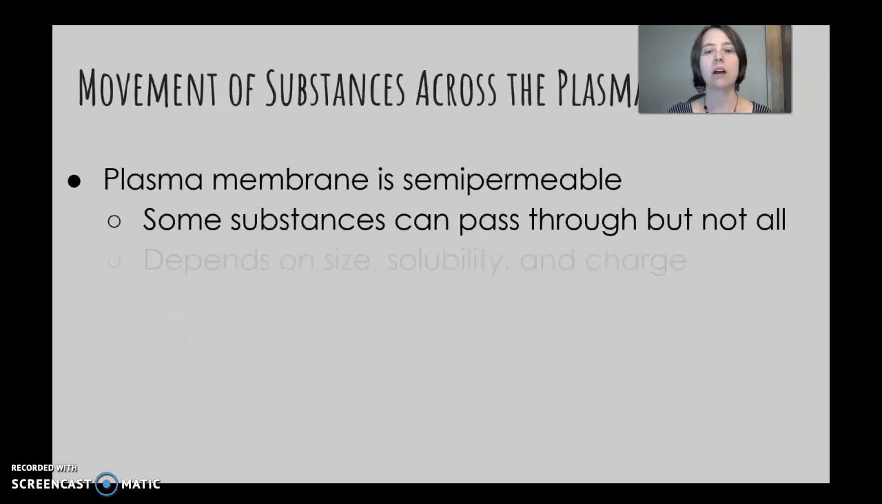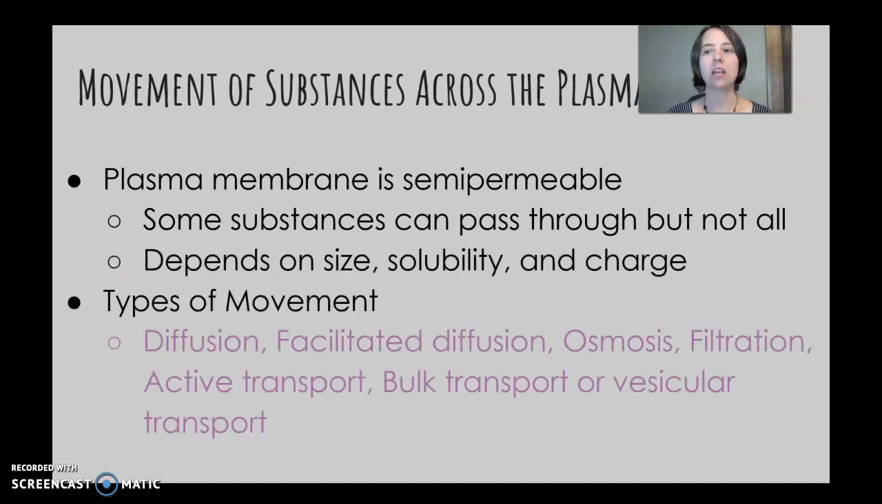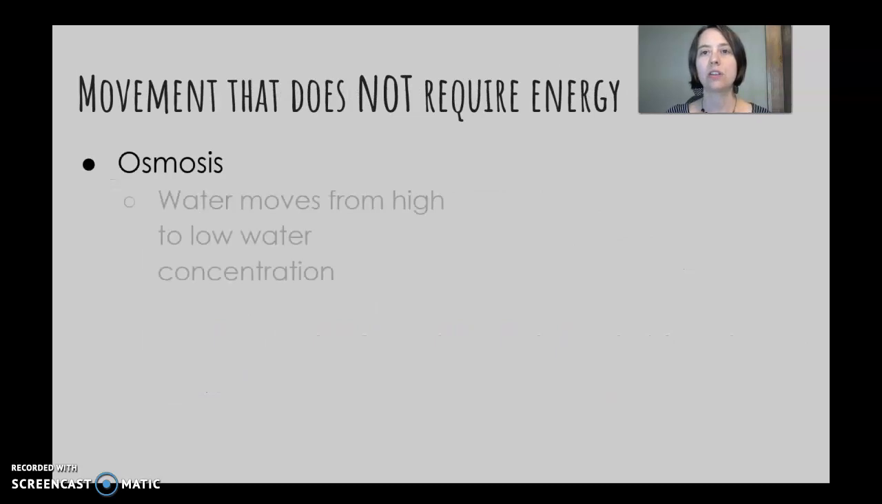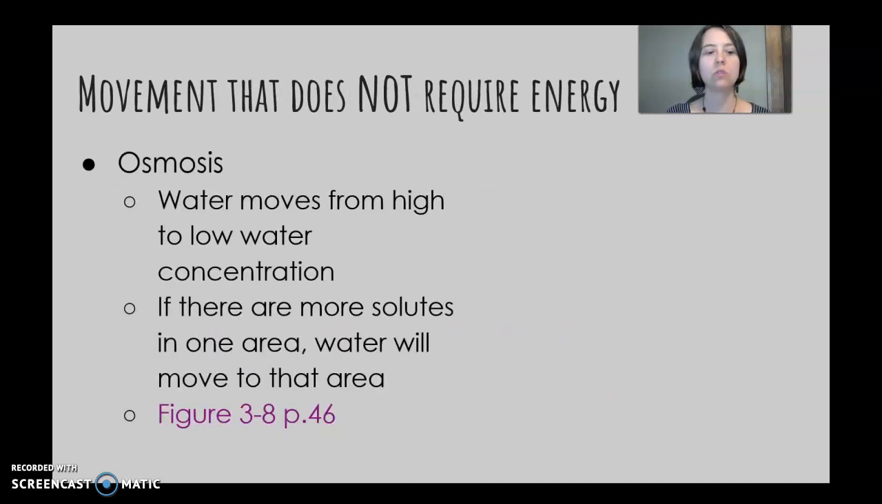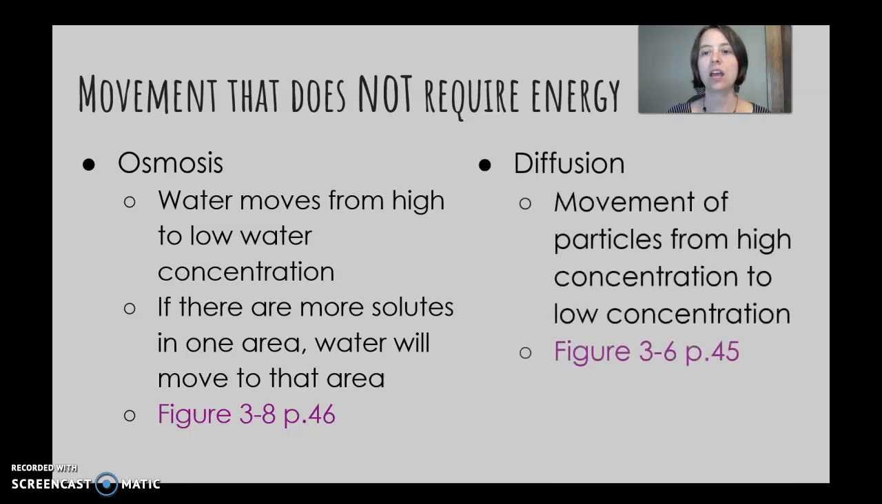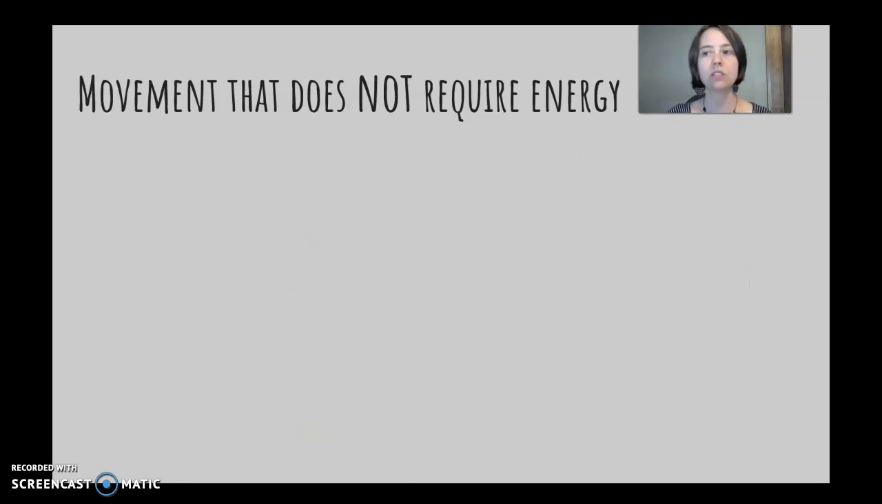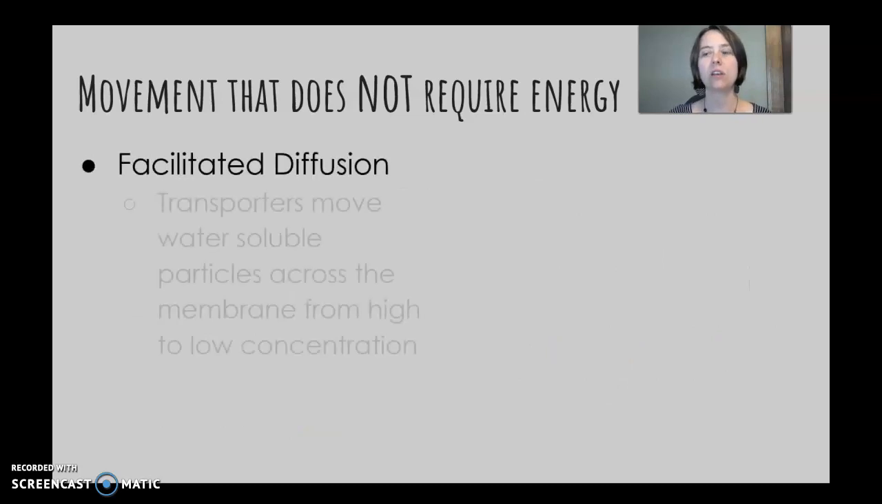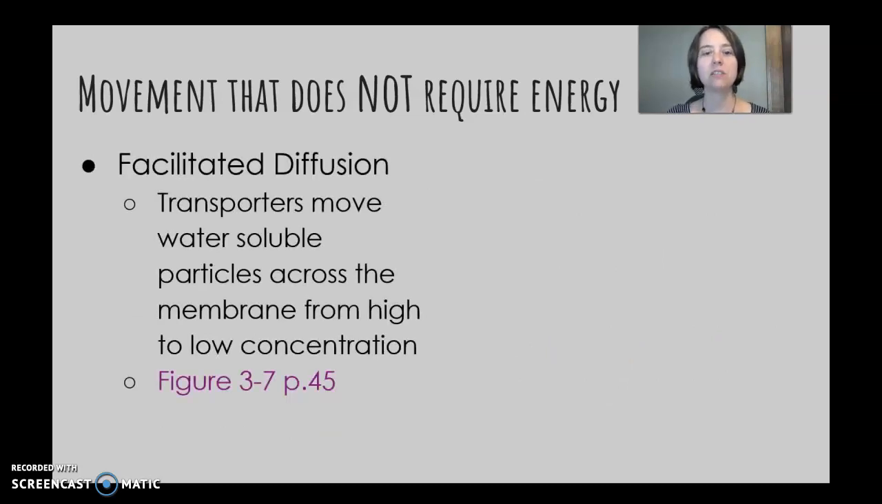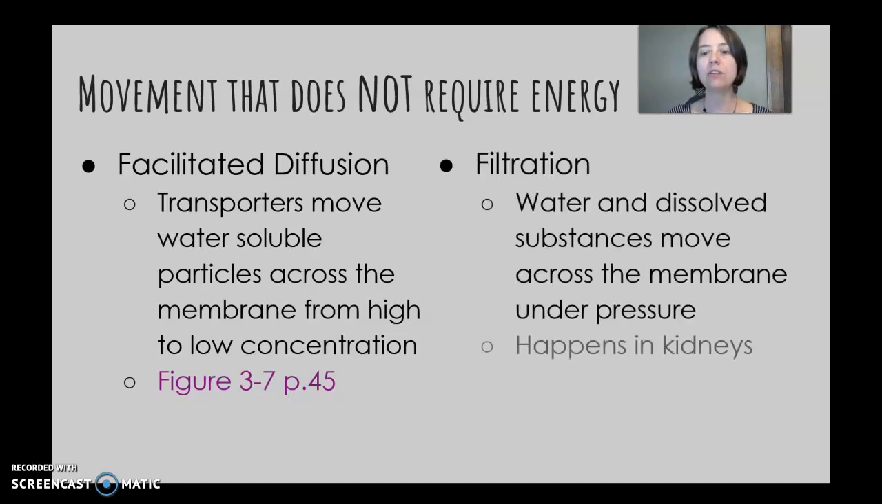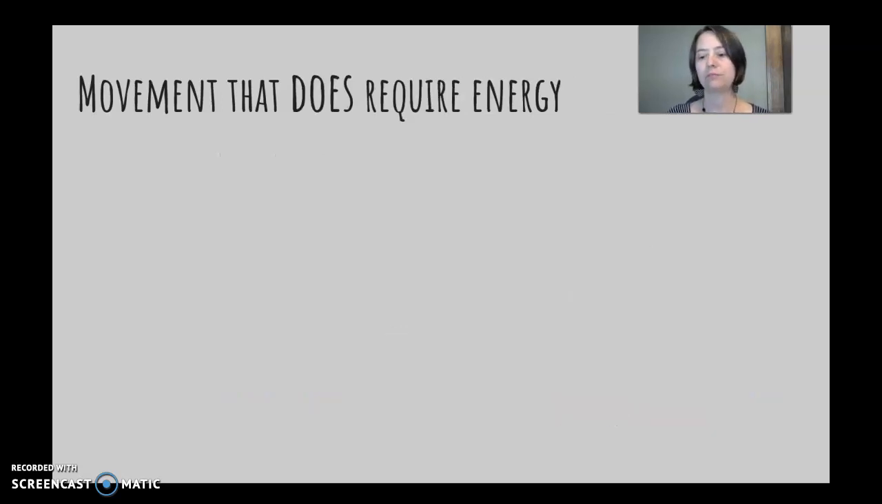And then we talked about how that cell membrane is semi-permeable, which means some things can get through but others can't. We talked about osmosis, how that's water moving from high to low concentration, and diffusion, which is other substances moving from high to low concentration. And we talked about facilitated diffusion, also moving from high to low concentration, but it needs a little help. It needs a transporter. And filtration, which is moving under pressure.